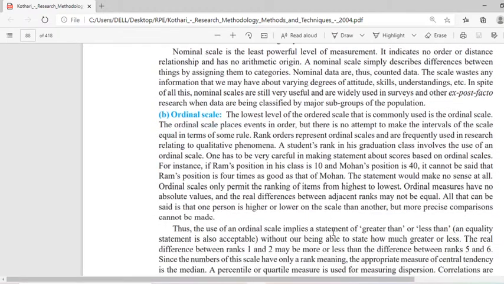Then another is ordinal scale. The lowest level of ordered scale that is commonly used is the ordinal scale. The ordinal scale places events in order, but there is no attempt to make the intervals of the scale equal in terms of some rule. Okay. Should have some order. Another example is age, which is an ordinal variable.